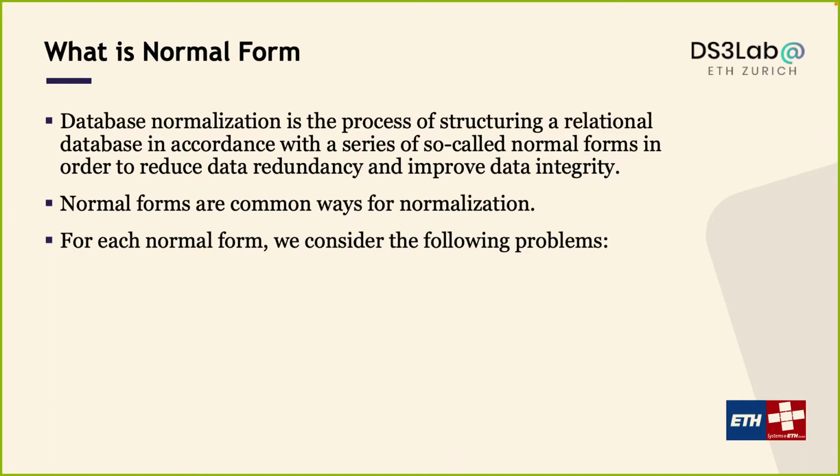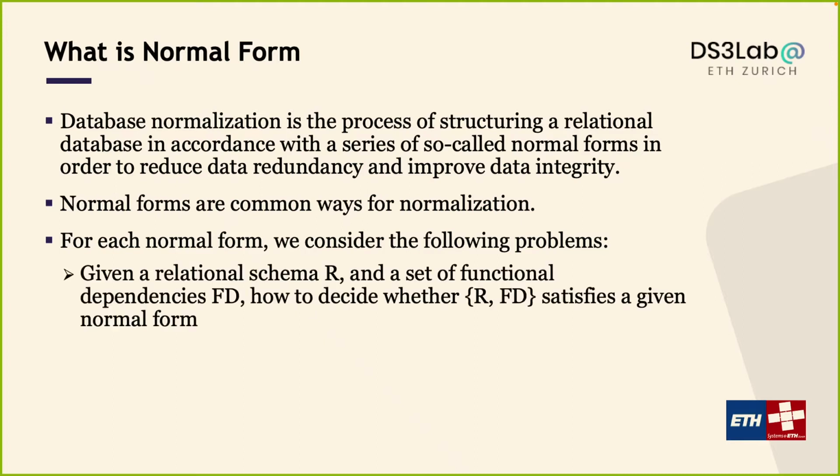For each of these normal forms, we're curious about three different questions. The first question is, if you give me a relational schema R and a set of functional dependencies that are going to hold for this schema, how do I decide whether this combination, this design R and this set of functional dependencies, satisfies a given normal form? This is about what the normal form is, and how to decide whether this design satisfies a certain normal form or not.